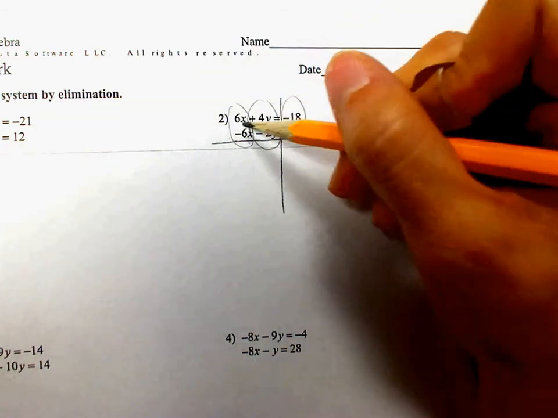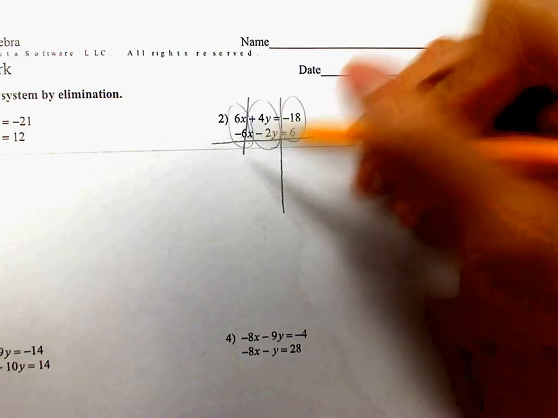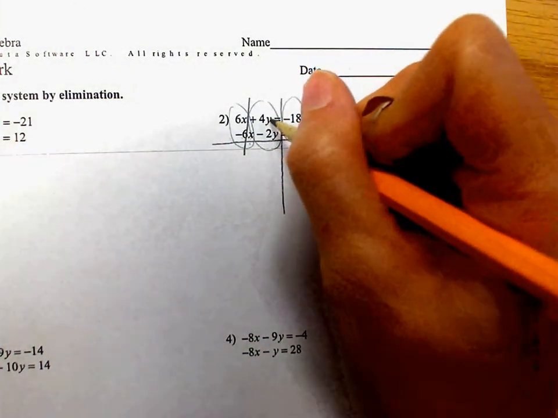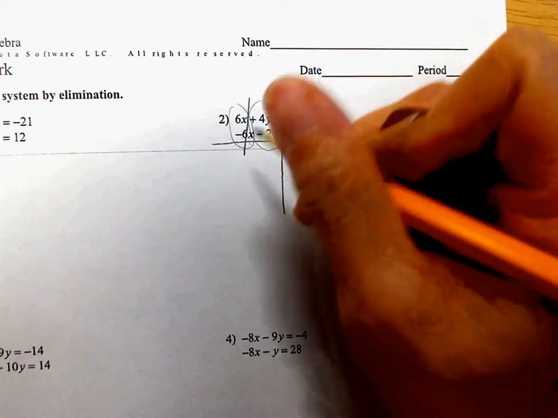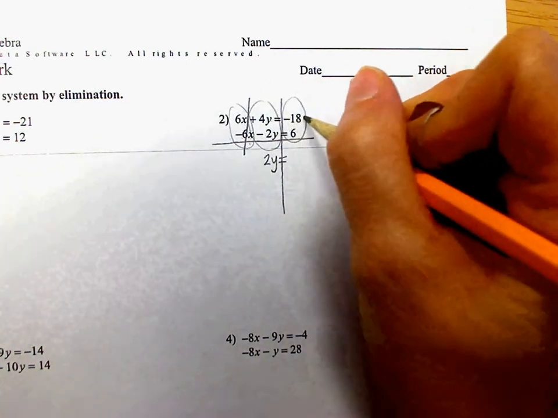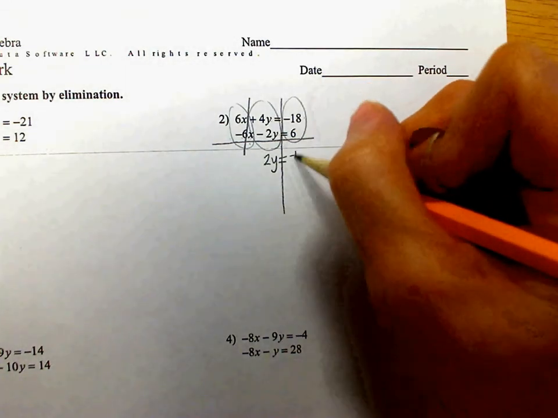So if you look here, 6x and negative 6x, those are opposite terms. That means they will eliminate. It becomes 0, so they're completely gone. So we're going to add the 4y with the negative 2y. That becomes a positive 2y. Then, again, you should practice with your calculator, but negative 18 plus 6 is negative 12.